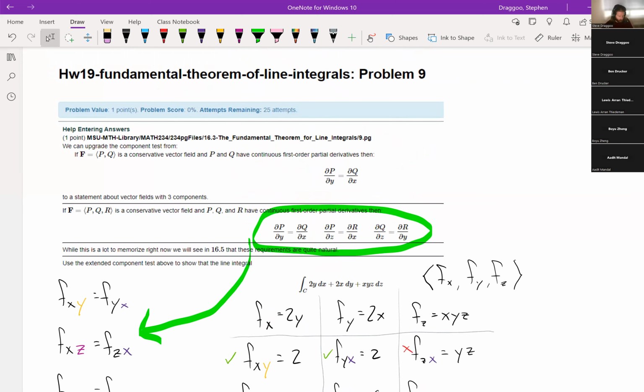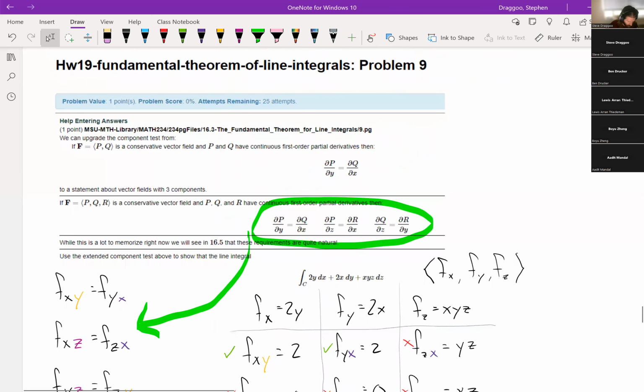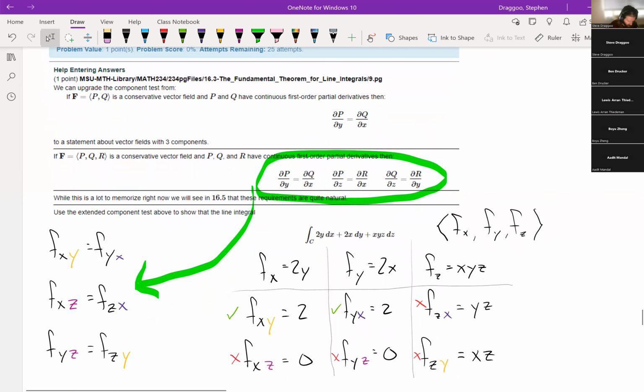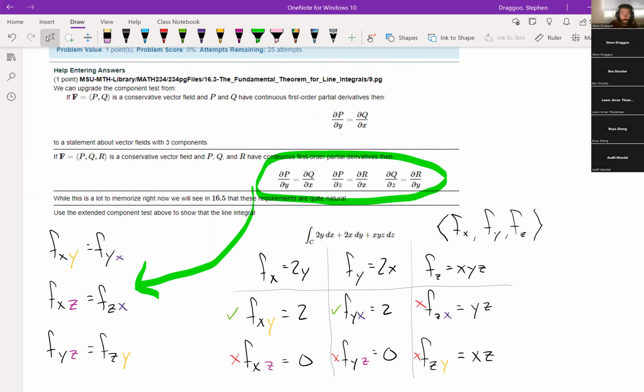Well, yeah, here was a real fun one from the fundamental line theorem. So we had this component test form. So if we have some field that's P and Q, we say that it's a conservative vector field, and we need a conservative vector field in order to back that up.